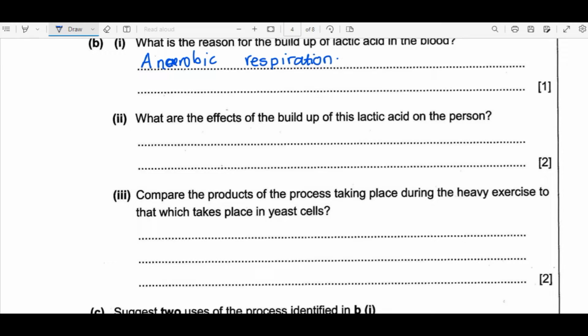Then 2, what are the effects of the buildup of this lactic acid on the person? The lactic acid can cause muscle fatigue.